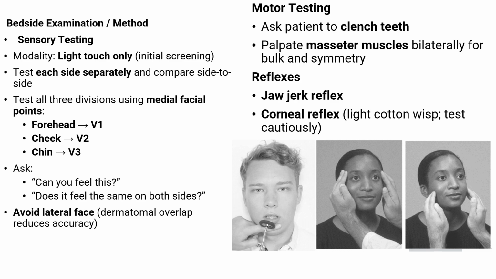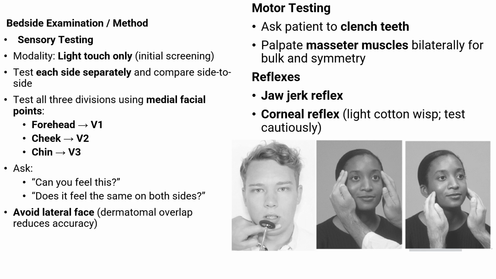It's important to focus on the medial parts of the face rather than the sides, because dermatomes overlap laterally and can give a false sense of normality. I'll touch the forehead to assess the ophthalmic division, the cheek for the maxillary division, and the chin for the mandibular division. As I do this, I ask simple questions like whether the patient can feel the touch and whether it feels the same on both sides.